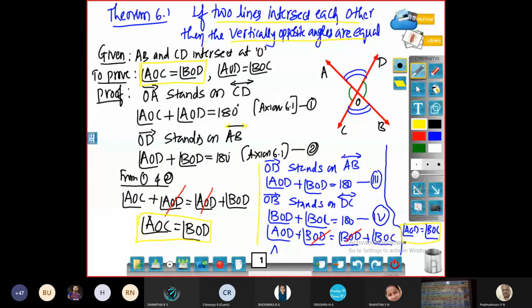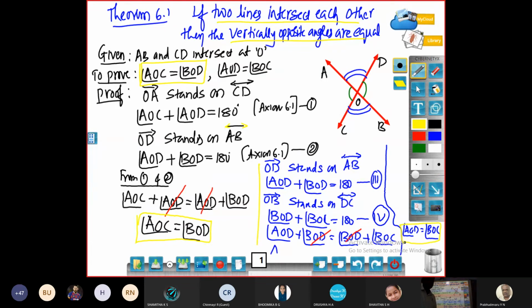Similarly, to prove that AOD and BOC are equal, you need to take OD as a ray and AB as a line. OD ray and AB line, two adjacent angles are AOD and BOD. Similarly, take OB as a ray and DC as a line. So two adjacent angles are BOD and BOC. So equate them. So BOD gets cancelled. Then angle AOD is equal to angle BOC you will get. That is the final proof for this one.